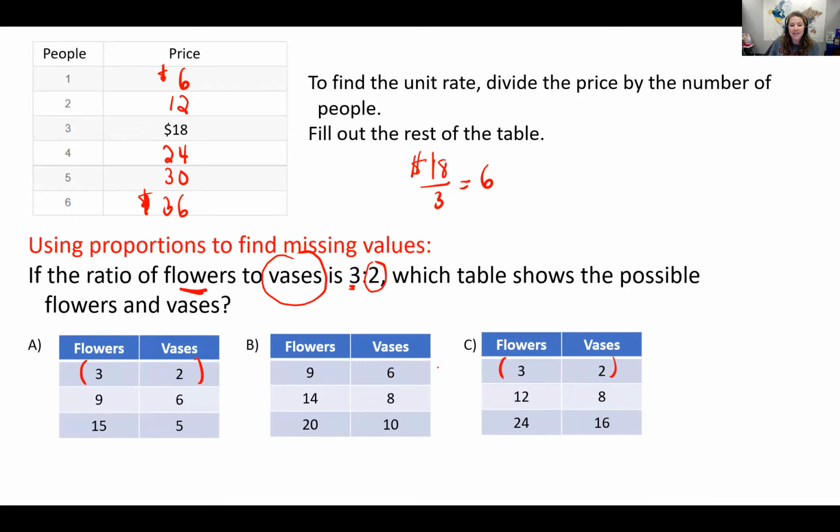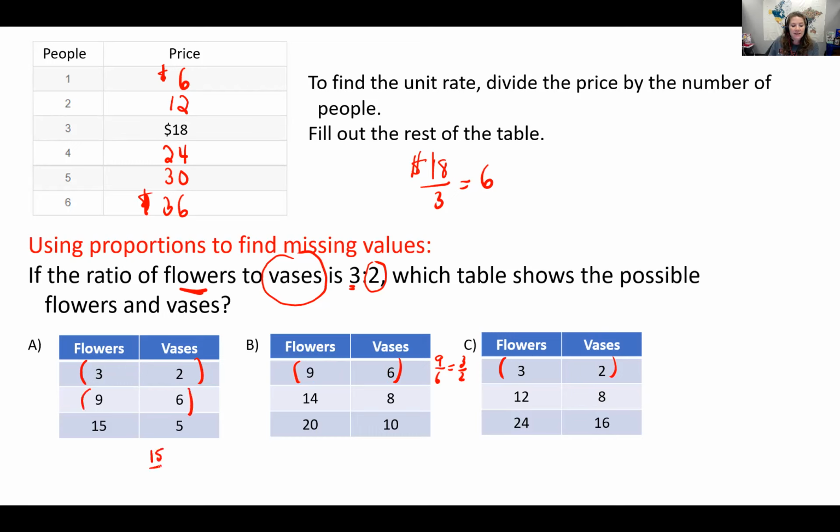Is 9 to 6 equal to 3 to 2? Could I simplify 9 to 6 to 3 to 2? I could, because if I divide 9 by 3 and 6 by 3, I get 3 to 2. So that ratio works, 9 to 6. There's another 9 to 6.